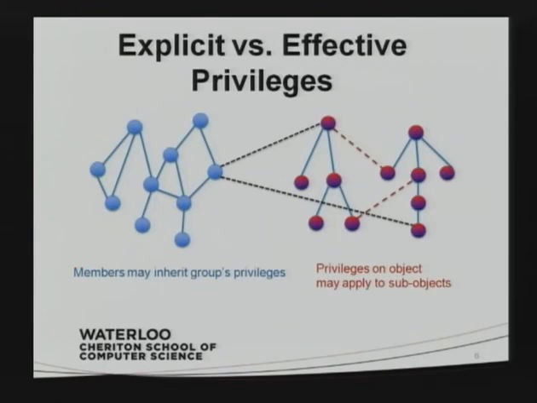Now, let's get to the next bit, which is distinguishing between the privileges that are assigned by the administrators versus the privileges that are inherited through the two hierarchies. Again, we have the group hierarchy, the subject hierarchy, and we have the object hierarchy, and we've got inherited privileges. Members in the group hierarchy, as I said, can inherit all of the privileges for whatever group they're in, recursively. And on the object side, privileges on objects may also be applied to all of the sub-objects.